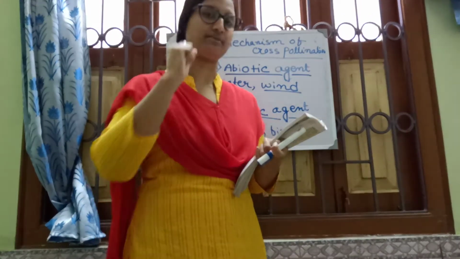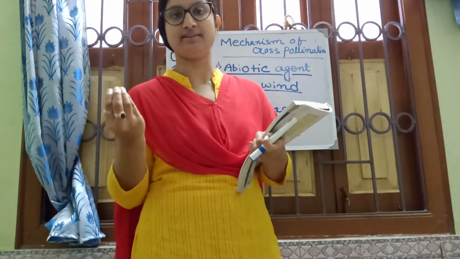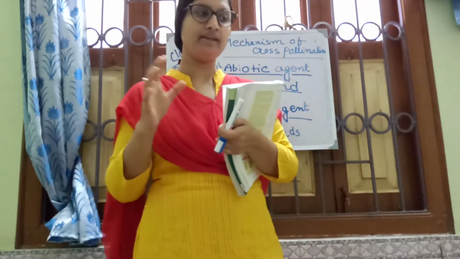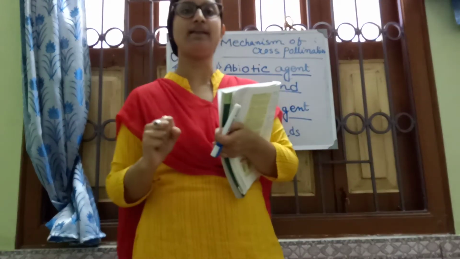What are the characteristic features of such flowers? The flowers are large and brightly colored, so they easily attract insects, and they also produce nectar. Many flowers have markings which are visible only in ultraviolet light. Bees can see UV rays, so they easily recognize and pollinate these flowers. The pollen grains are large, smooth, and also sticky.